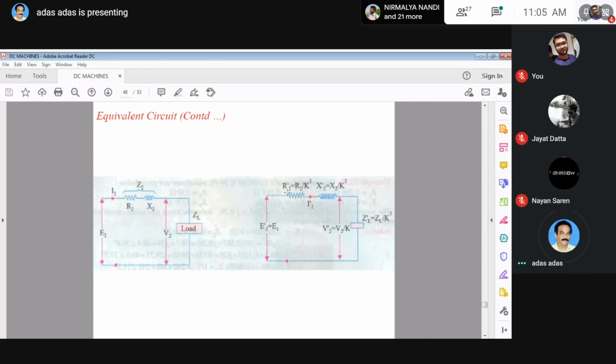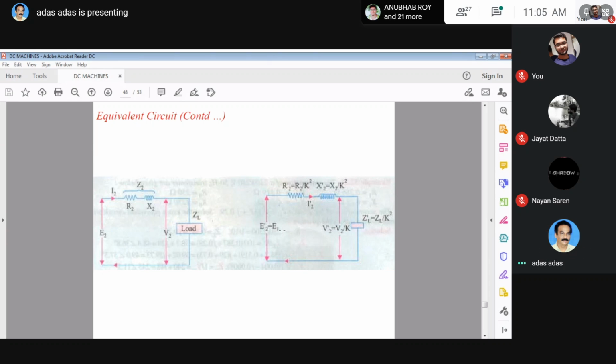This is R2 dash, that is, resistance R2 transferred to the primary side. Similarly, this is X2 dash, and this is ZL dash. So these are the quantities if you refer them to the primary side.